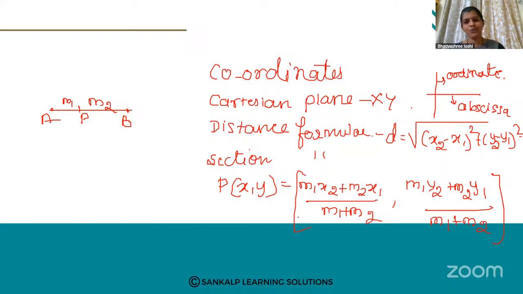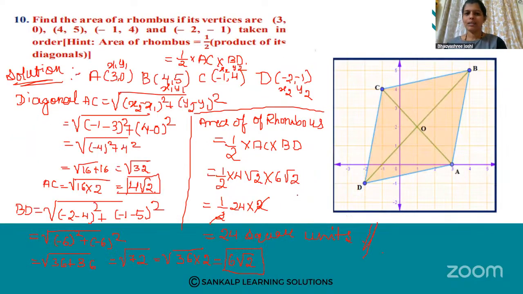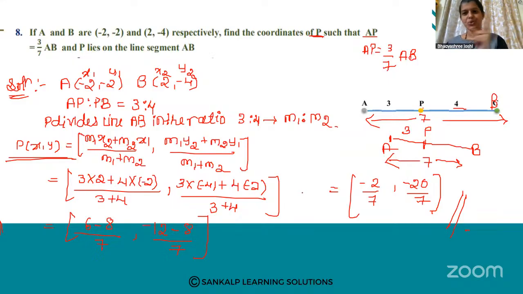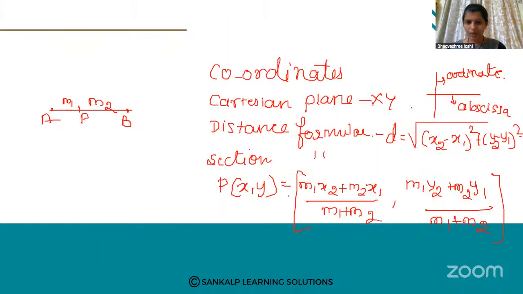See, in section formula, we have discussed about the trisection, and also we have discussed about the x coordinate, find the coordinates on the x-axis. ಅದನ್ನು ಕೂಡ ನಾವು ಡಿಸ್ಕಸ್ ಮಾಡಿದ್ವಿ. That is also very, very important. And also we have discussed about the area of a rhombus and the line which is dividing in the ratio 3:4. So such type of problems we have solved. These all are very, very important points in the chapter coordinate geometry.